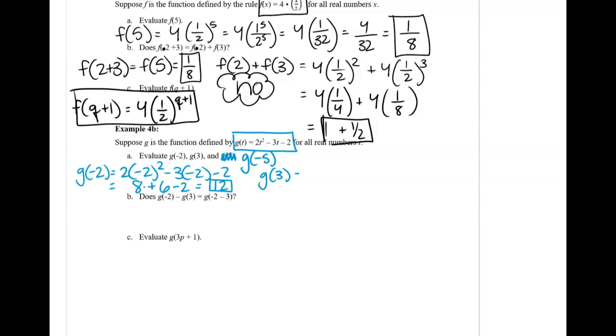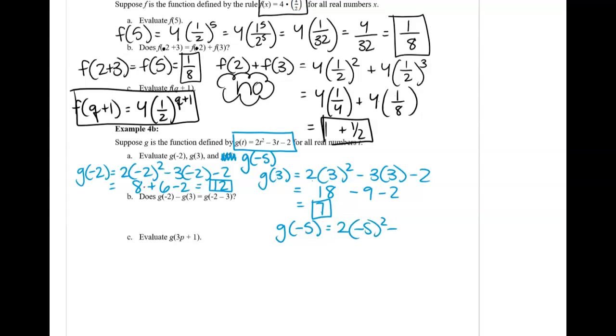g of 3 is 2 times 3 squared minus 3 times 3 minus 2. 2 times 3 squared, 2 times 9 is 18, minus 9 minus 2, which is 7. And g of negative 5 is 2 times negative 5 squared minus 3 times negative 5 minus 2. 2 times 25 is 50. Negative 3 times negative 5 is 15, minus 2, 63.